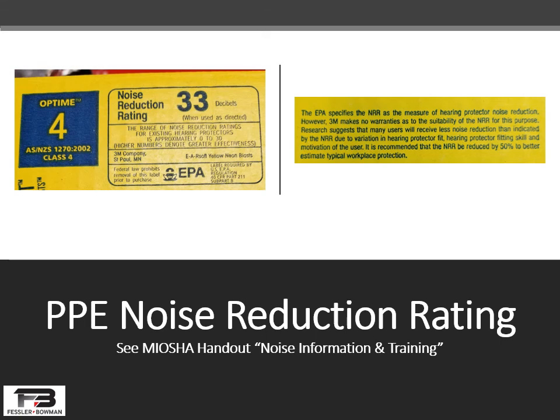The remainder, in this case 26, is subtracted from the A-weighted, time-weighted average to obtain the estimated noise exposure under the hearing protector. Hearing protectors must attenuate or reduce employee noise exposures to at least the permissible exposure limit, 90 decibels, or the action limit, 85 decibels over an 8-hour day, for employees that have experienced a standard threshold shift. Many manufacturers recommend that the NRR number be reduced by 50% to better simulate actual workplace conditions.